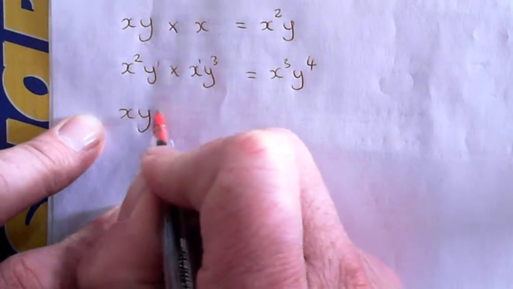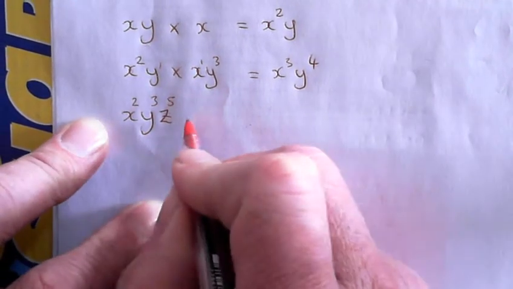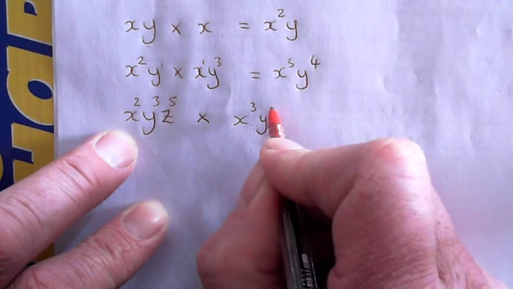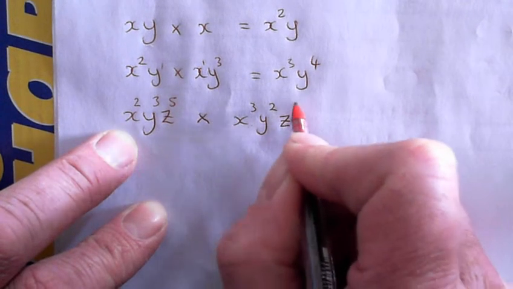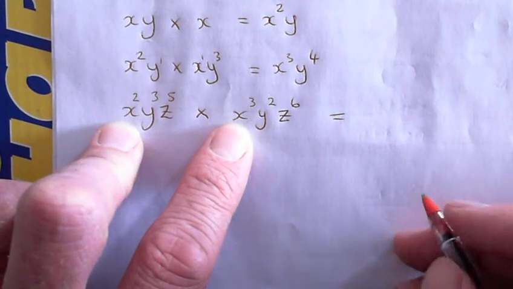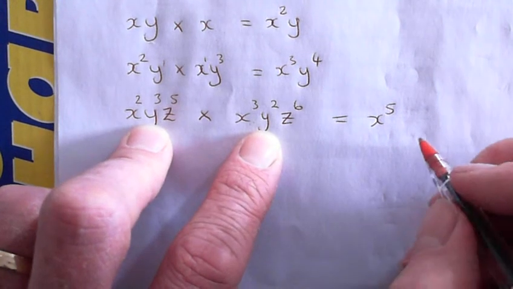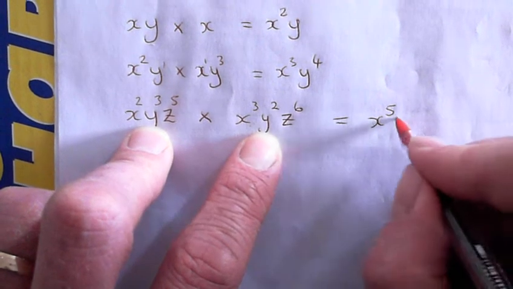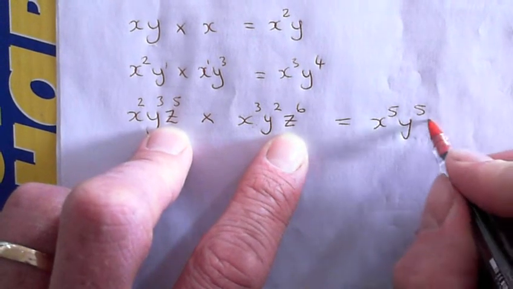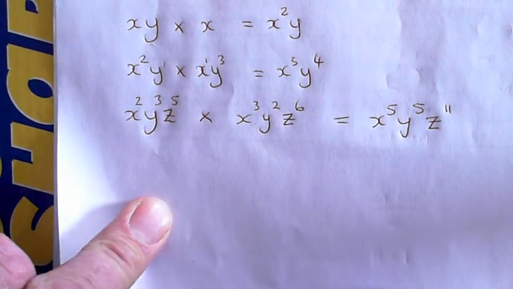Okay, so what's x, y, z? So I'm going to put a 2, 3 and a 5 multiplied by x cubed, y squared, z to the 6. Deal with the x's first of all. x squared times x cubed. x to the 5. Yeah. y cubed times y squared. And z to the 5 times z to the 6. z to the 11. Brilliant.